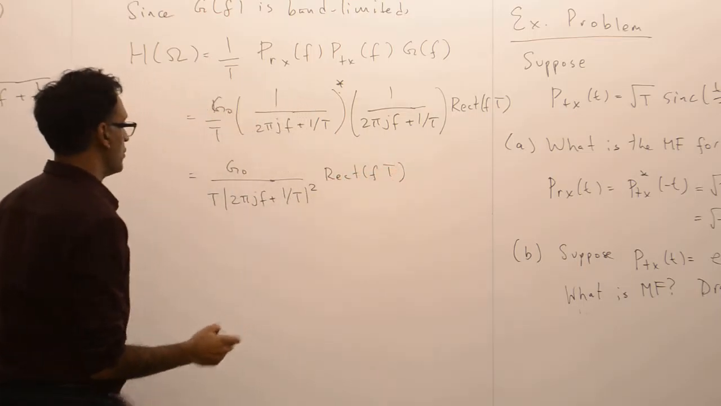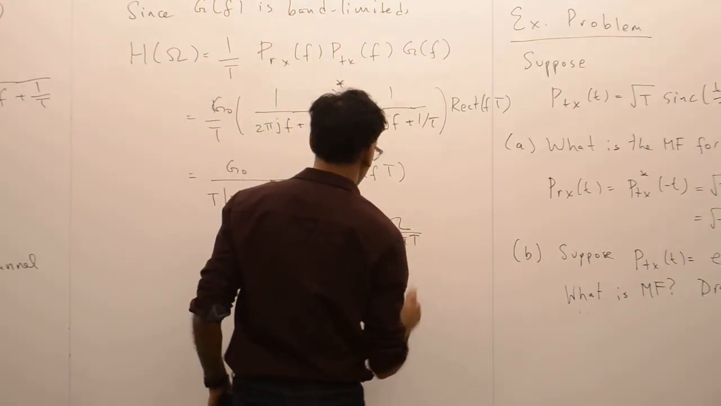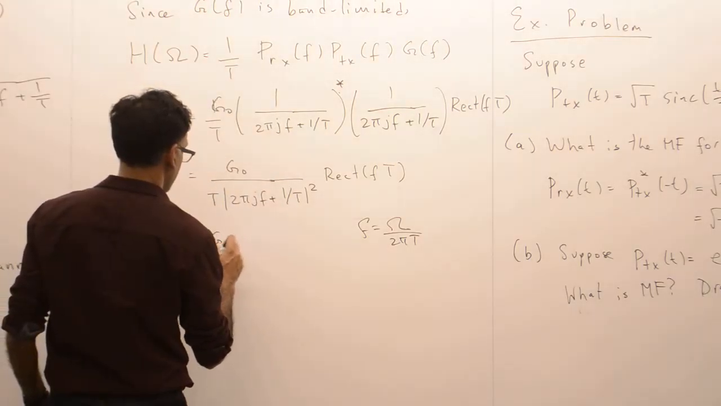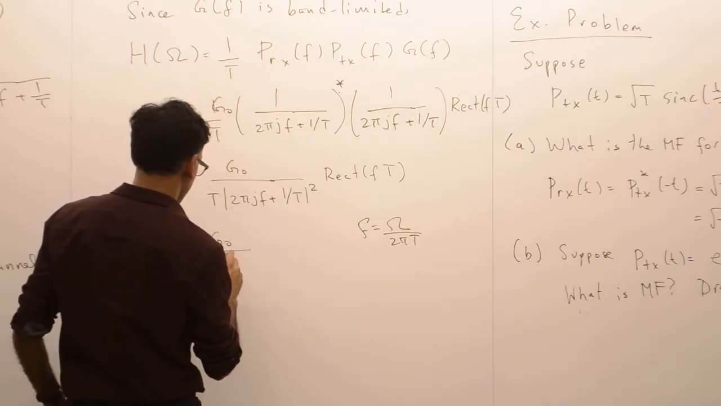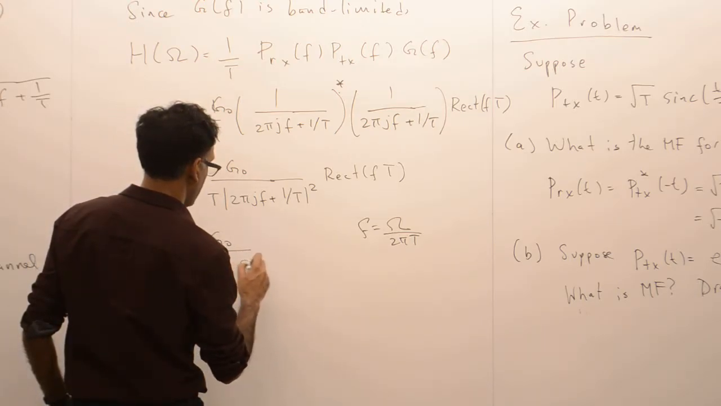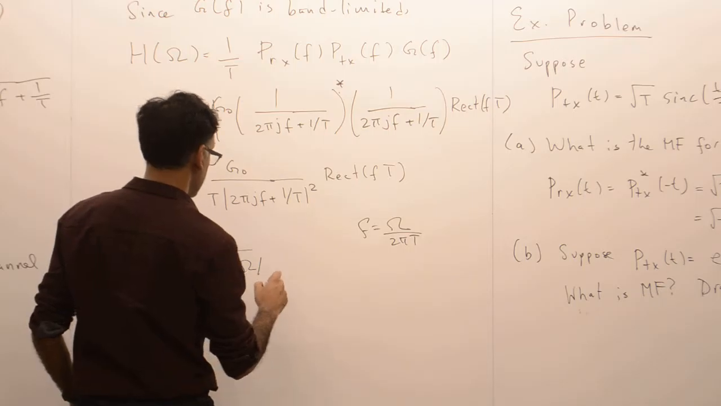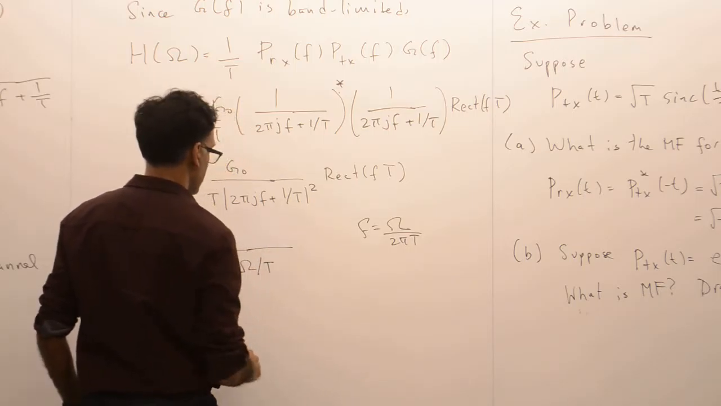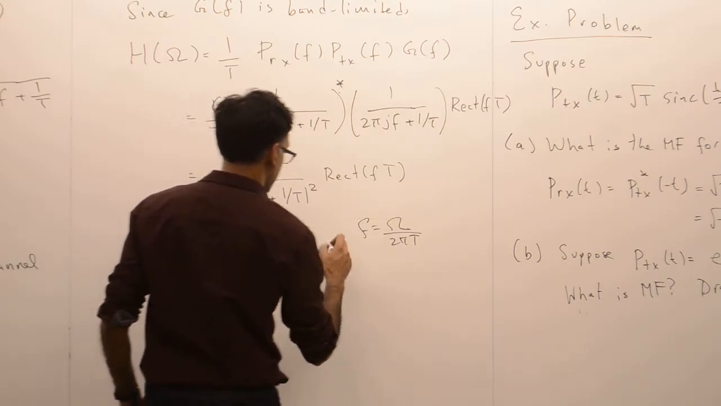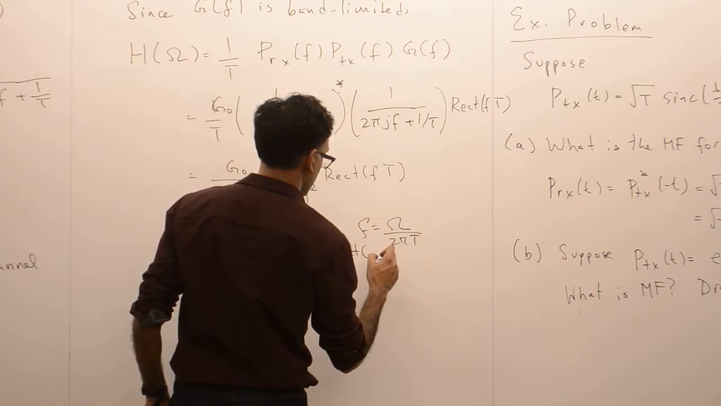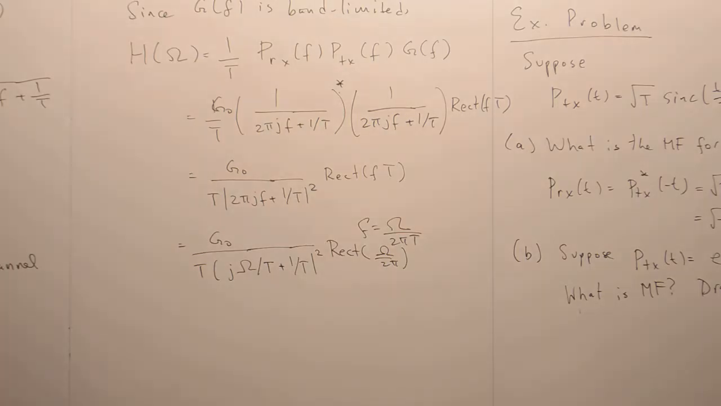But I have to substitute, remember that F is equal to omega over 2 pi t. All right, so if I substitute that in here, that's G naught over T times j omega divided by T, all right, and plus 1 over T, all right, is squared, right, rect of omega over 2 pi. Does that make sense to everyone?